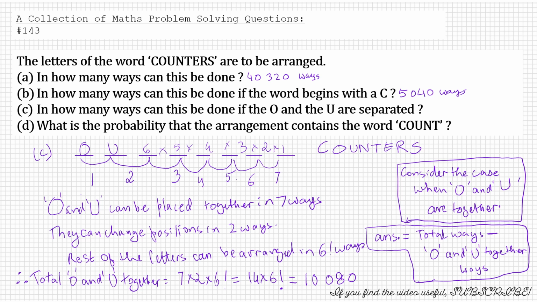But this is the number of ways in which O and U are together. We have been asked when O and U are separated, so we have to subtract this number from 40320, and what we get when we do that is 30,240 ways. So 30,240 is the number of ways in which the letters can be arranged so that O and U are separated.